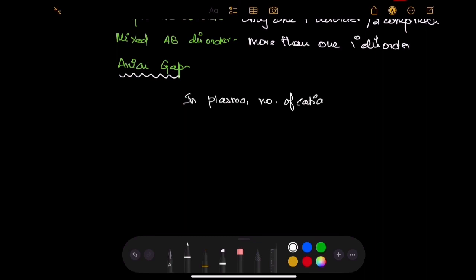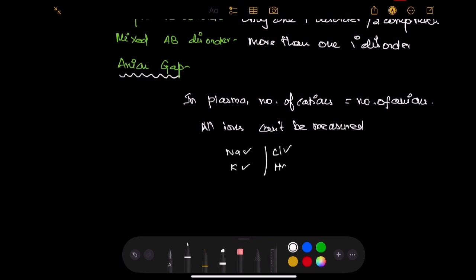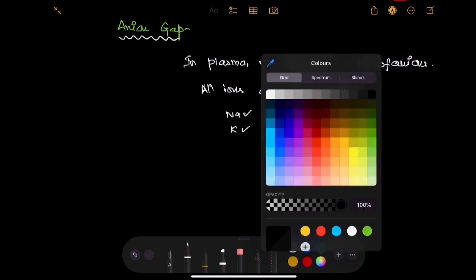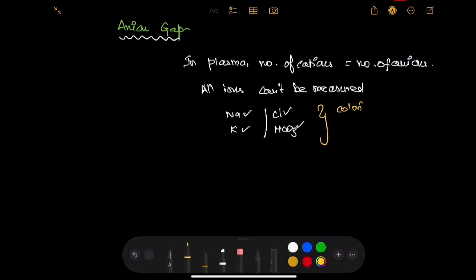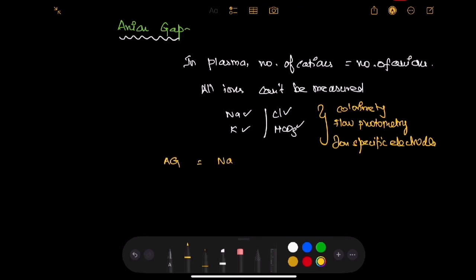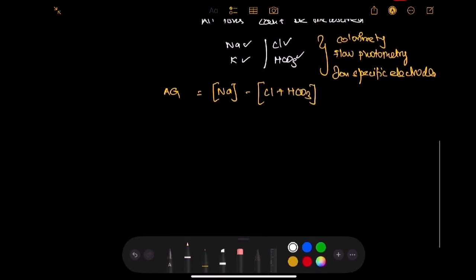Then we have to know about an important term known as the anion gap. Anion gap is the difference between the number of cations and the number of anions in plasma. All the ions cannot be measured at the same time, so some ions are measured and some are unmeasured. Ions like sodium, potassium, chloride and bicarbonate we can usually measure with the help of the blood sample. By using colorimetry, flame photometry or ion-specific electrodes, we can determine the anion gap. The formula for determining the anion gap is sodium minus chloride and bicarbonate. The normal value is 10 plus or minus 4.